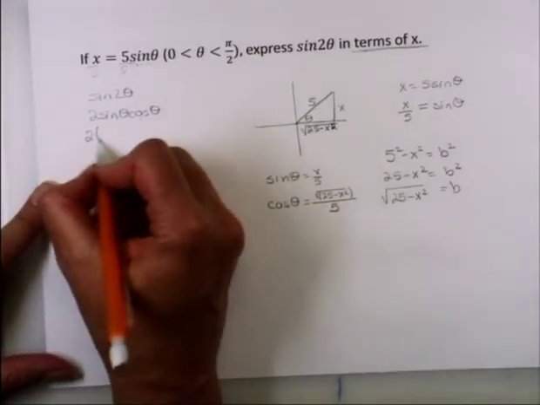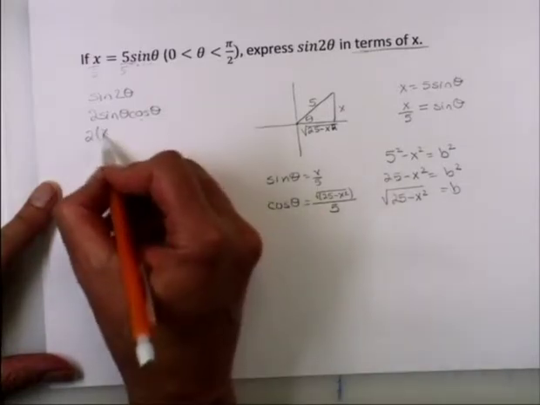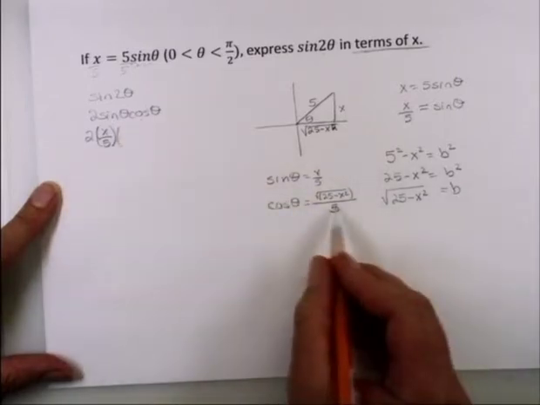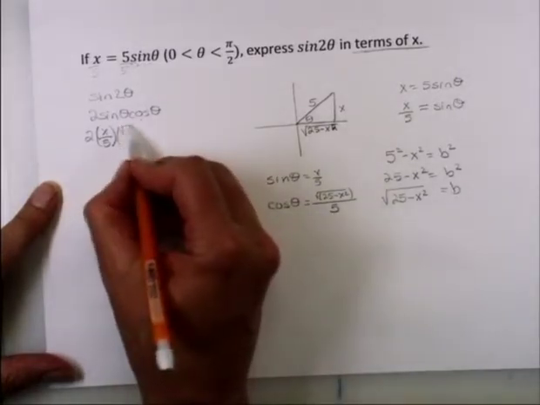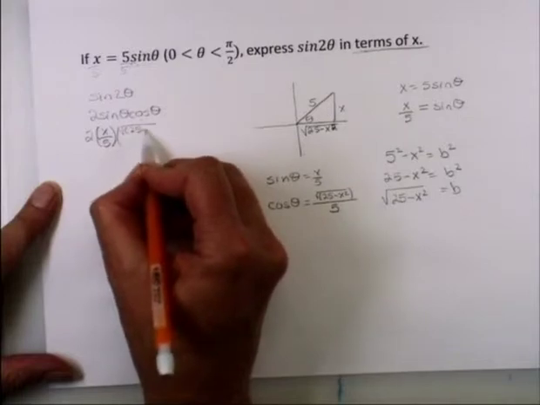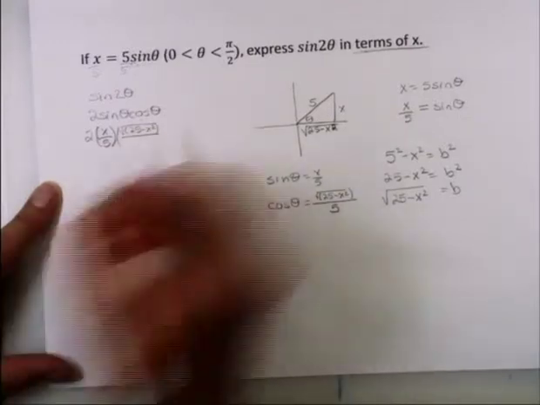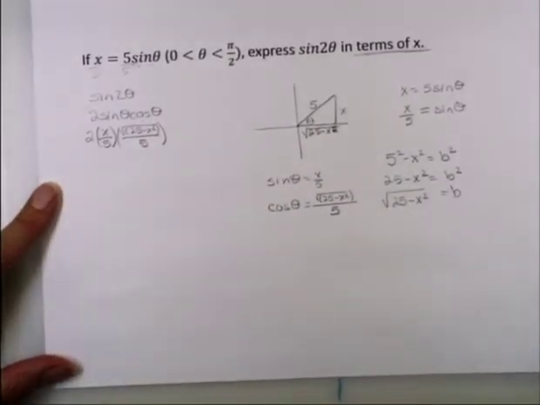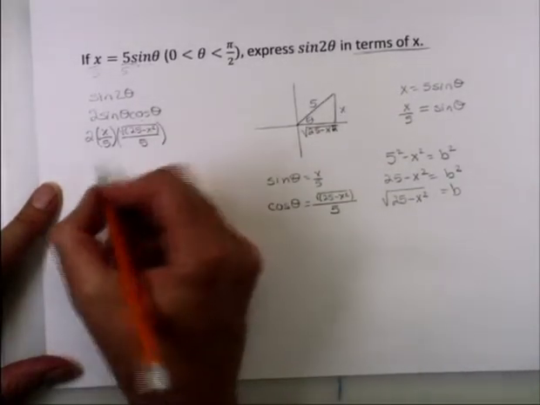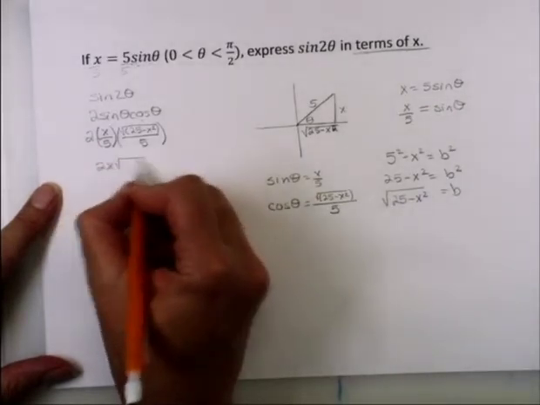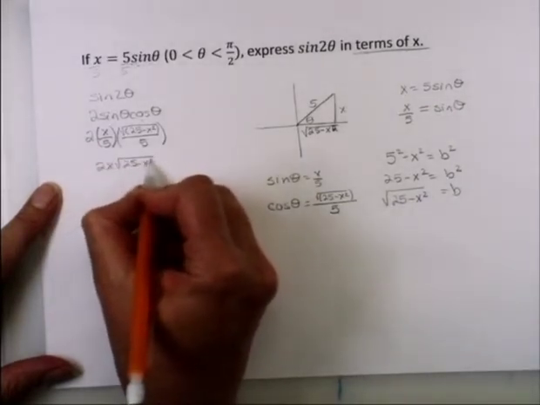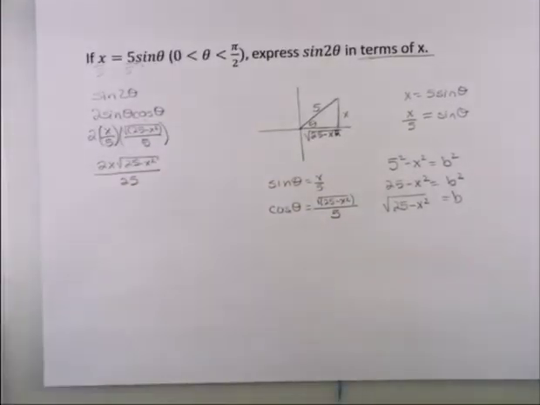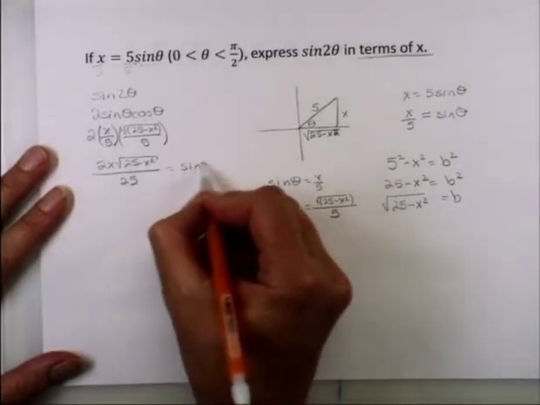So I have 2, the sine of theta, I'm going to put in x over 5. For cosine, I'm going to put in this. So I have the square root of the quantity 25 minus x squared over 5. And I'm going to clean that up if I can. There's not much I can do. There's no canceling really. But I do end up with 2x radical 25 minus x squared all over 25. And that's how we would express the sine of 2 theta.